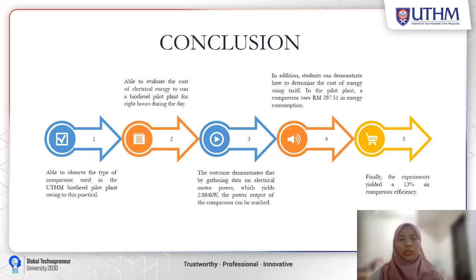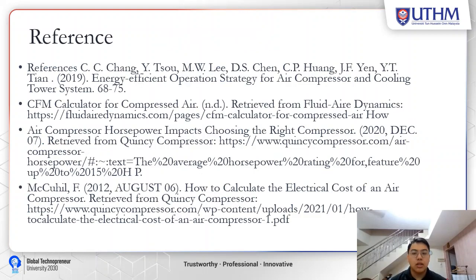In addition, students can demonstrate how to determine the cost of energy using tariffs. In the pilot plant, a compressor uses RM287.51 in energy consumption. Finally, the experiments yielded a 30% air compressor efficiency. So these are the references for this lab.